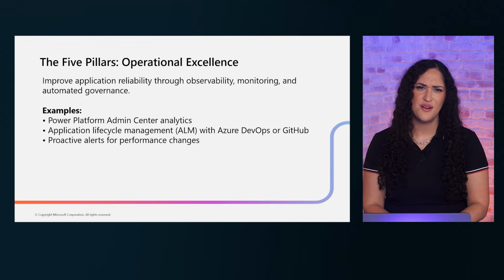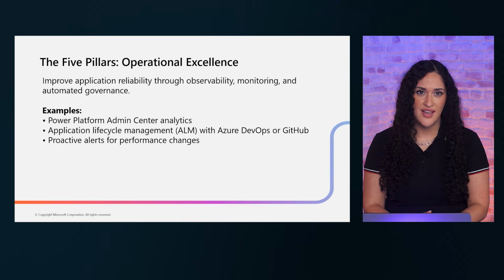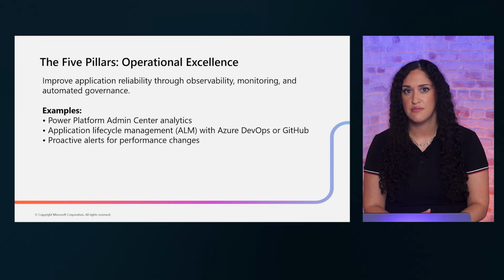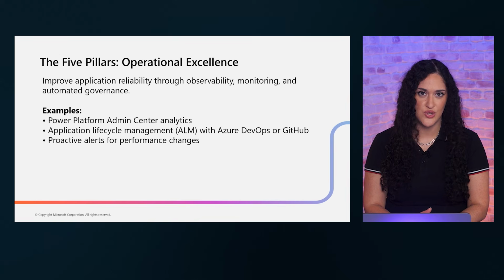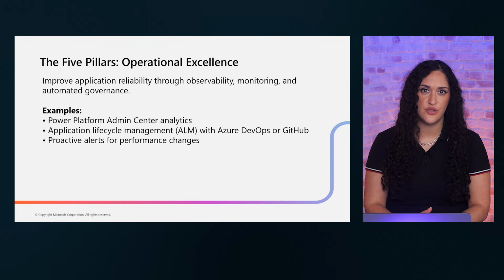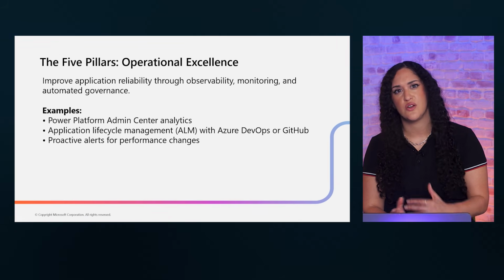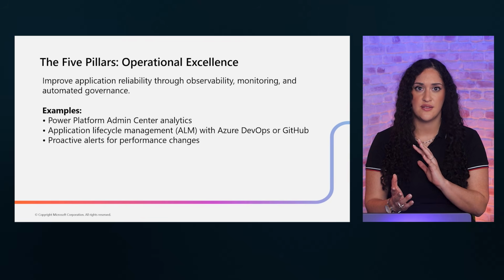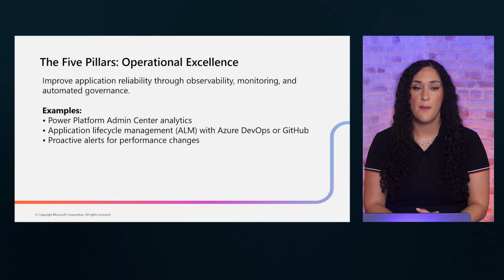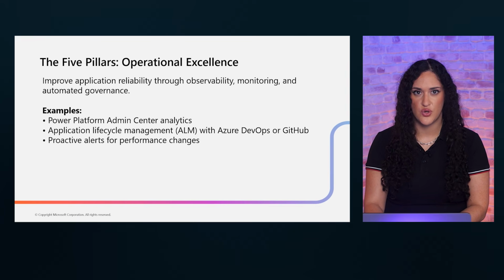Operational excellence is all about observability, monitoring, and automated governance. Track how AI features are being used, measure response quality and user satisfaction, and set up proactive alerts. You can use application lifecycle management with Azure DevOps or GitHub. The best practice here is to use AI-specific metrics like response accuracy, grounding quality, and user feedback rates, and they are just as important as uptime and latency. Build them into your monitoring from the start.